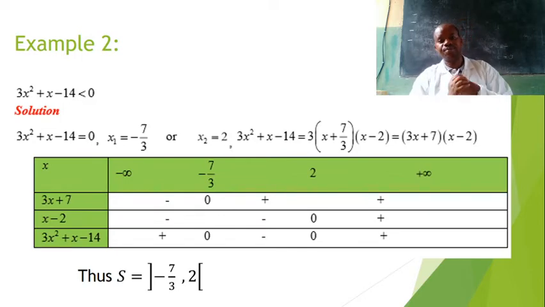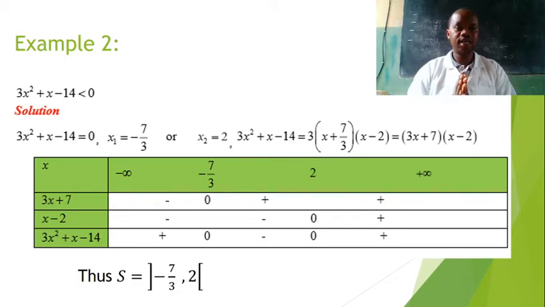Now let us see the second example. In the second example, we are given 3x squared plus x minus 14, which is less than 0. You have to solve. As usual, we are going to start by factorizing 3x squared plus x minus 14, and we start by solving it, finding the values which can make 3x squared plus x minus 14 equal to 0.